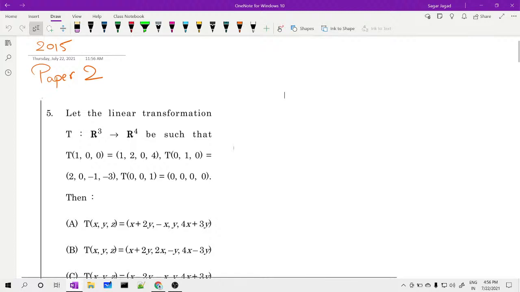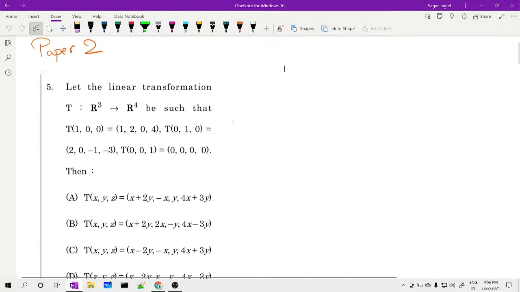There are three papers in 2015. It is paper 1, paper 2, and paper 3. Paper 1 is often general mathematics. Paper 2 is most of maths, and paper 3 is most of statistics. Right. So let's just start with this.